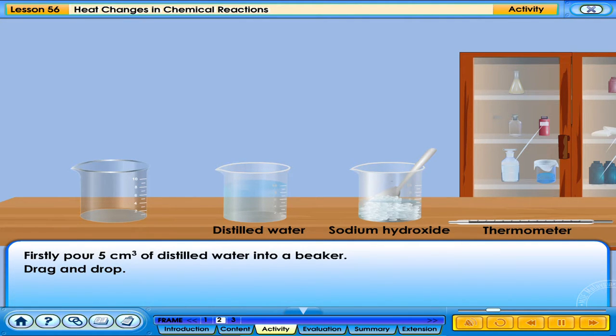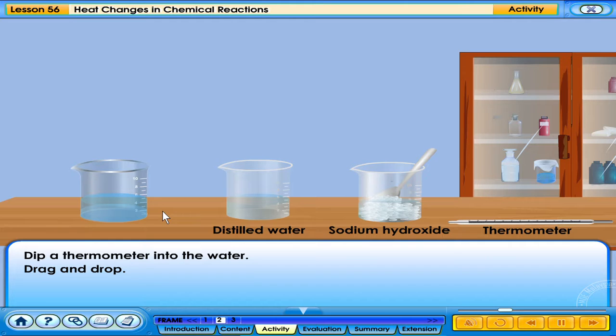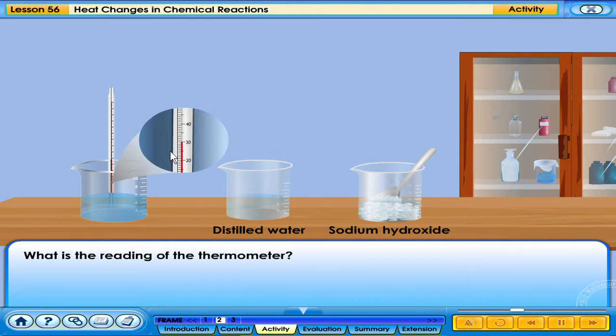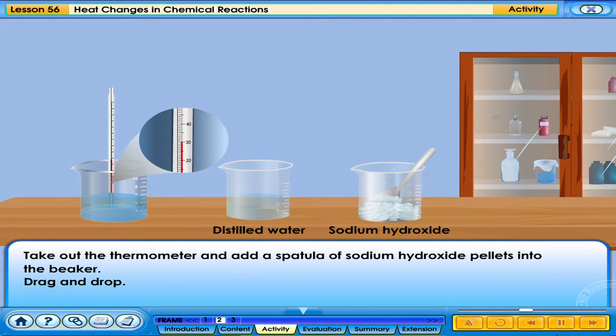Firstly, pour 5 cubic centimeters of distilled water into a beaker. Drag and drop. Dip a thermometer into the water. Drag and drop. What is the reading of the thermometer? The reading is 30 degrees Celsius. Take out the thermometer and add a spatula of sodium hydroxide pellets into the beaker. Drag and drop.